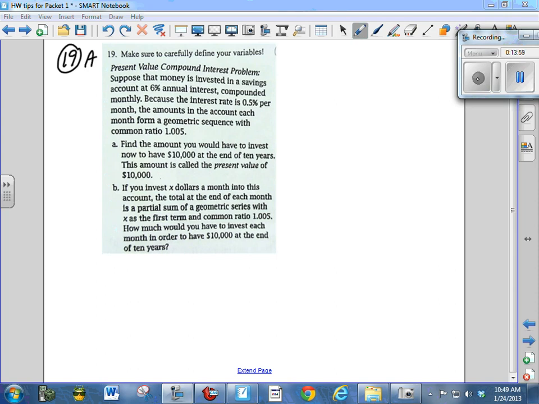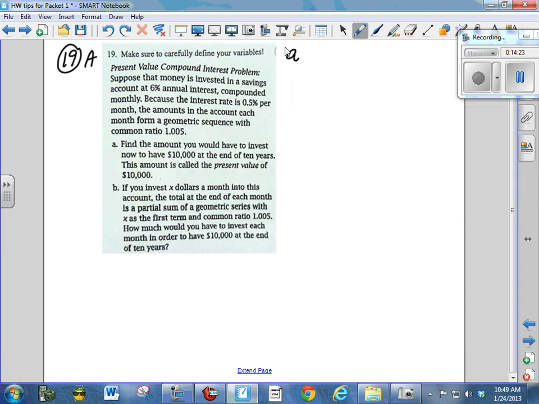Suppose that money is invested in a savings account at 6% annual interest compounded monthly. Because the interest rate is 0.5% per month, that's 0.005, not 0.05. Be careful about that. The amount in the account each month forms a geometric sequence with a common ratio 1.005. Find the amount you would have to invest now to have $10,000 at the end of 10 years.